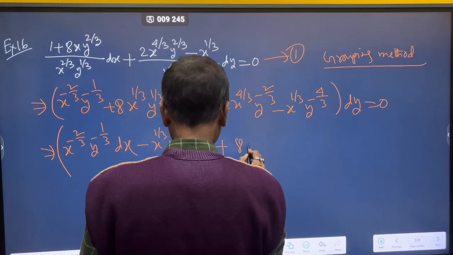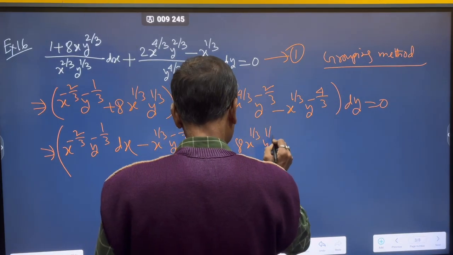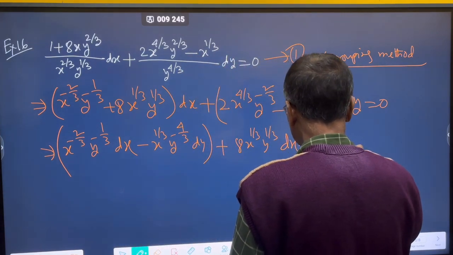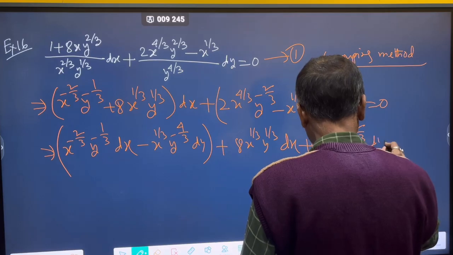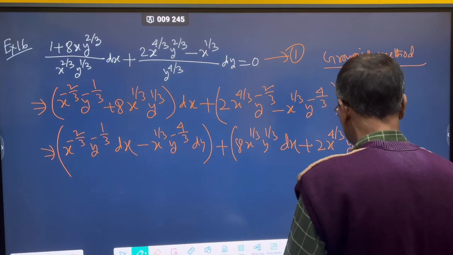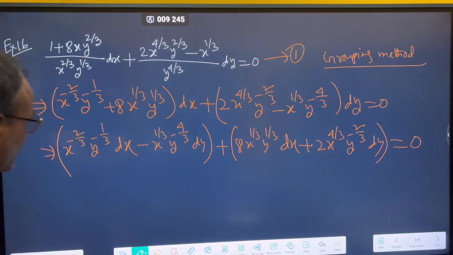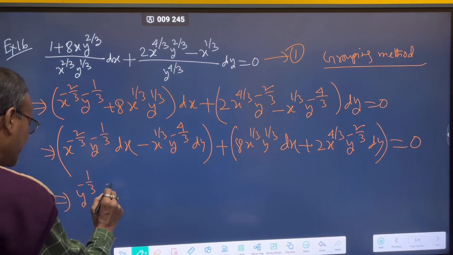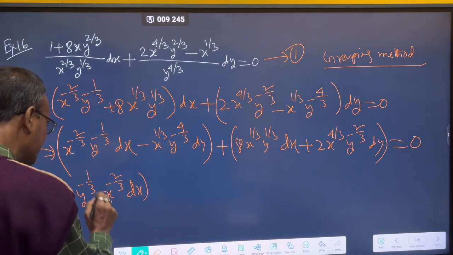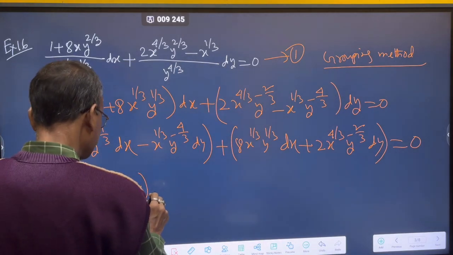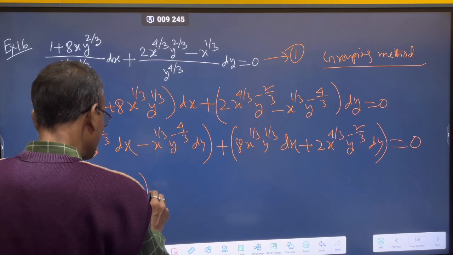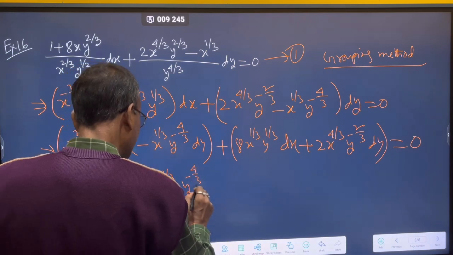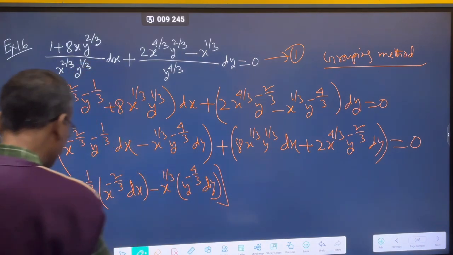Plus 8 x to the power 1 by 3, y to the power 1 by 3 dx plus 2 times x to the power 4 by 3, y to the power minus 2 by 3 dy. Group these two like this. This means y to the power minus 1 by 3, x to the power minus 2 by 3 dx minus x to the power 1 by 3, y to the power minus 4 by 3 dy. You may write like this.